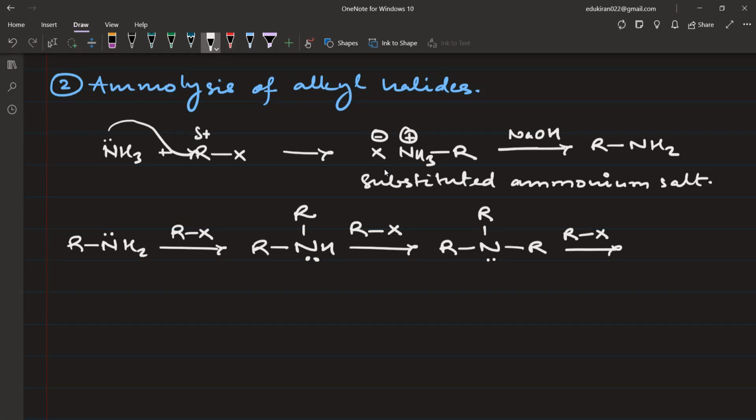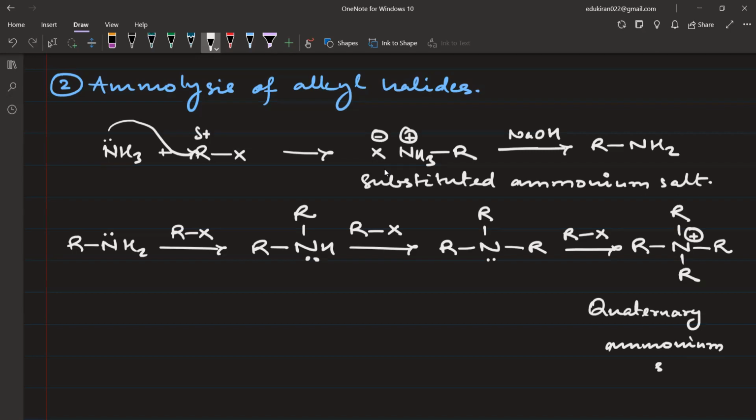And it is going to give you quaternary ammonium salt, which has 4 alkyl groups attached to nitrogen and a positive charge on nitrogen. Now it does not have any lone pair of electrons, that is why it cannot react further. So this is quaternary ammonium salt. This is your 1 degree amine, this is 2 degree amine, this is 3 degree amine. So all types of amines are formed whenever you have ammonolysis of alkyl halide.